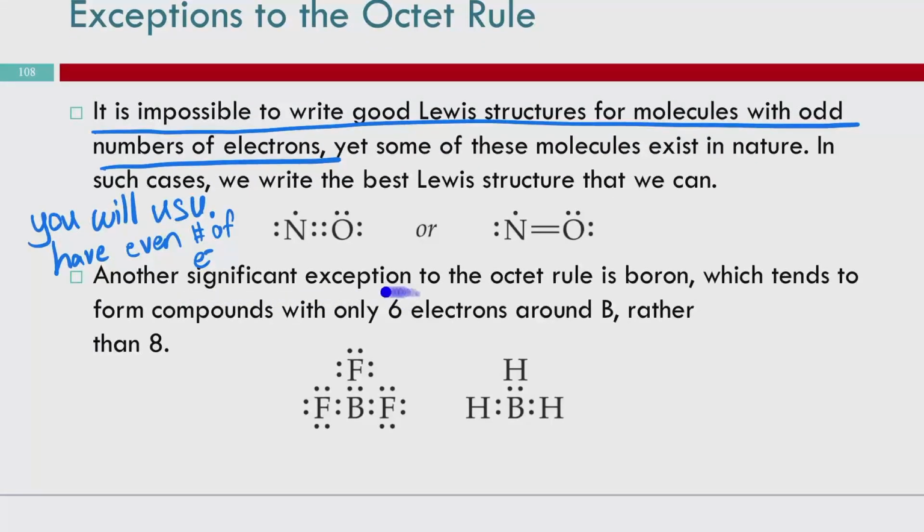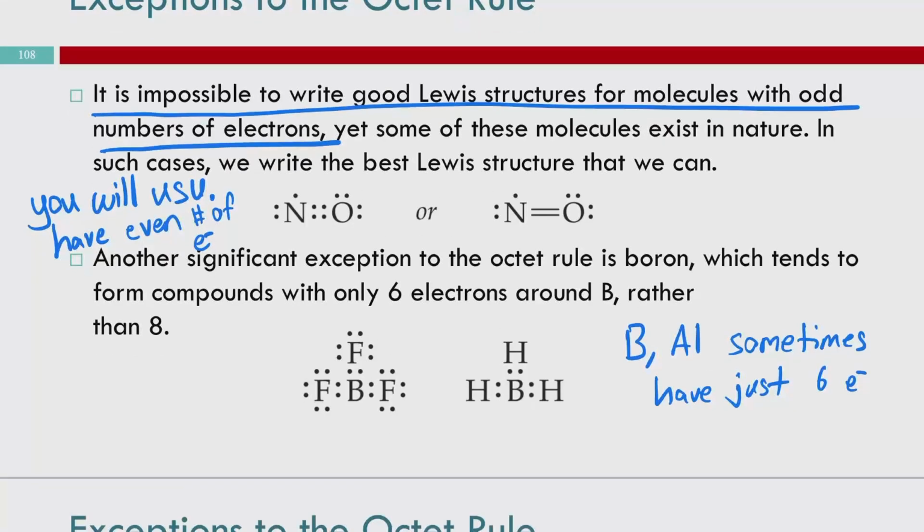Another exception to the octet rule is boron. Boron's a little bit of an oddball. Boron is happy with only 6 electrons. Aluminum will also sometimes do this. Which would be a hextet. Otherwise, duet for hydrogen and octet for basically everything else.